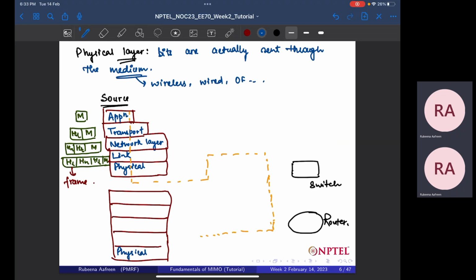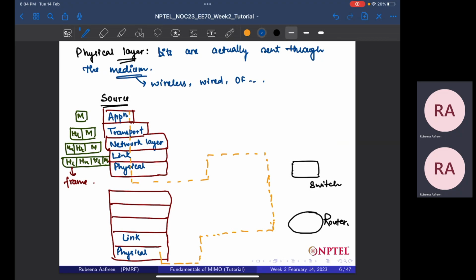The physical layer. The data will enter through the physical layer and then it goes to the data link layer. We have seen at the source that each of the layers will be adding one header. So at the receiver, the opposite process will happen. Each of these layers will be removing the header from the frame.